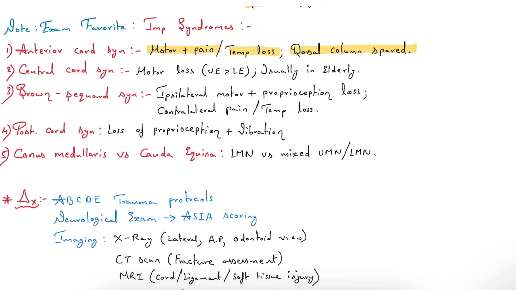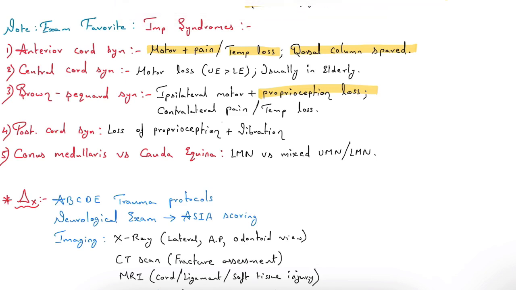Third one, Brown-Séquard syndrome. Brown-Séquard syndrome is due to hemisection of the cord, with ipsilateral motor plus DCML loss and contralateral pain and temperature loss. Okay. And mostly proprioception loss we can also see. Next one, posterior cord syndrome. This posterior cord syndrome is very rare, and mostly we see loss of vibration and proprioception in it. Next one, conus medullaris versus cauda equina.